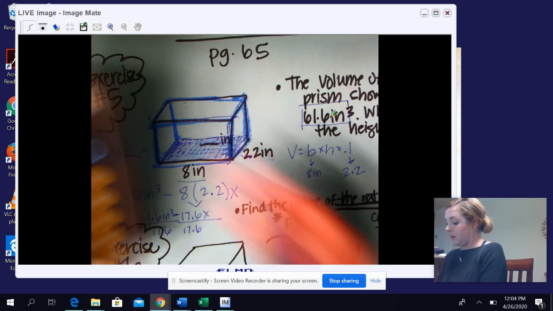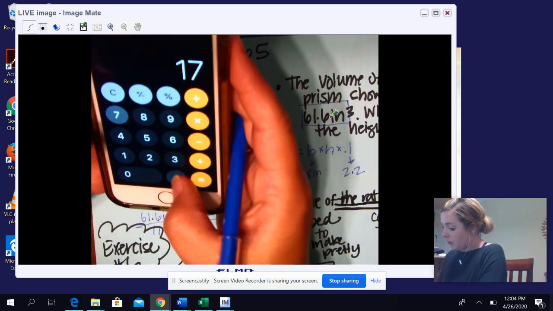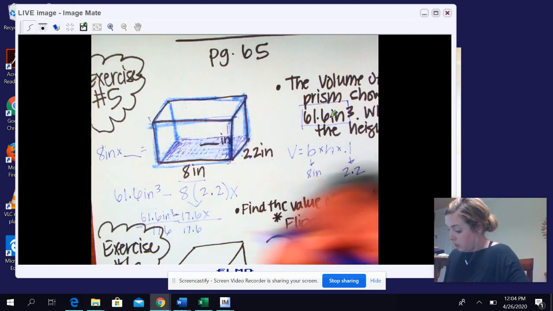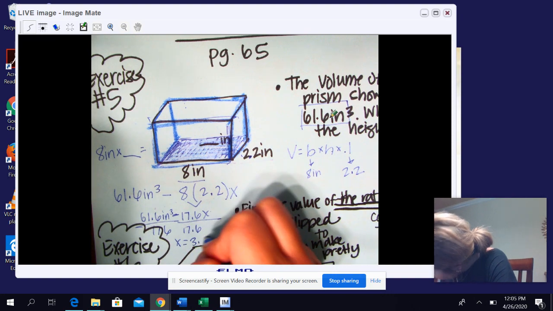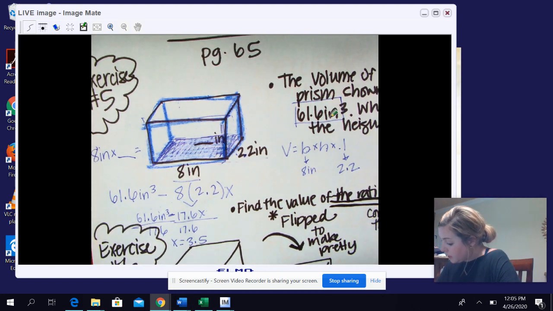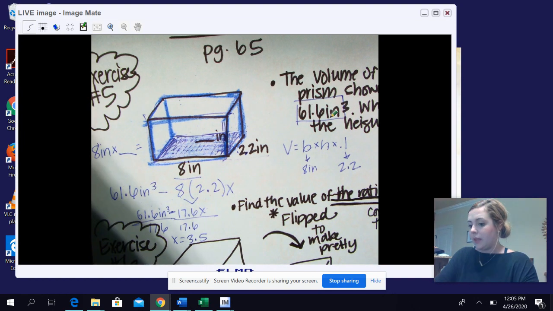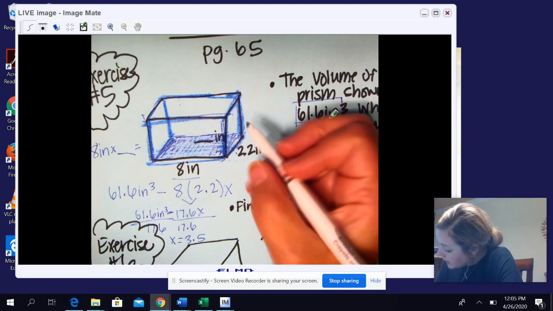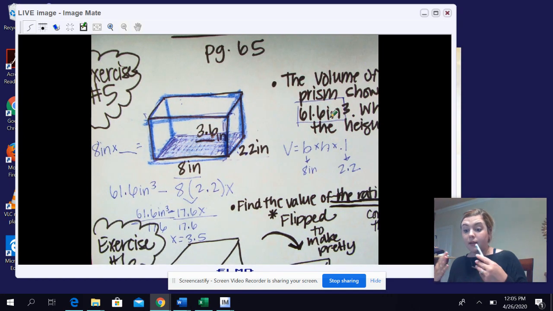So, 61.6 divided by 17.6 would leave me with 3.5. So x here would equal 3.5. So if you're saying, I'm not sure how you got that, I want you to look at it this way now. All I did was take away one of my sides.